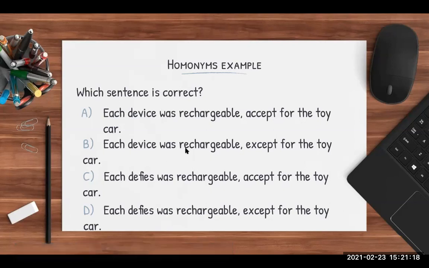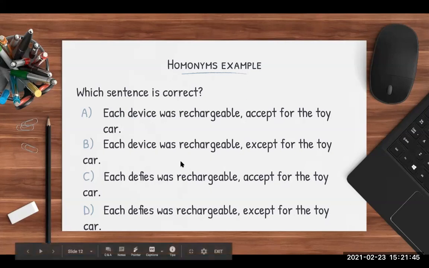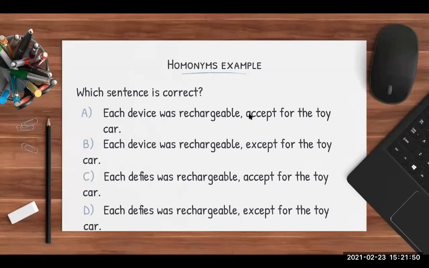So the first thing we can do is look at the words "device" and "defies." While they sound very similar, we can note that "defies" is actually a verb and "device" is the noun. So this would be talking about the object that could be rechargeable, and this is just a similar sounding word that is spelled differently and means something different. So we can eliminate these last two. So now we've got the question between "accept" with an A and "except" with an E.